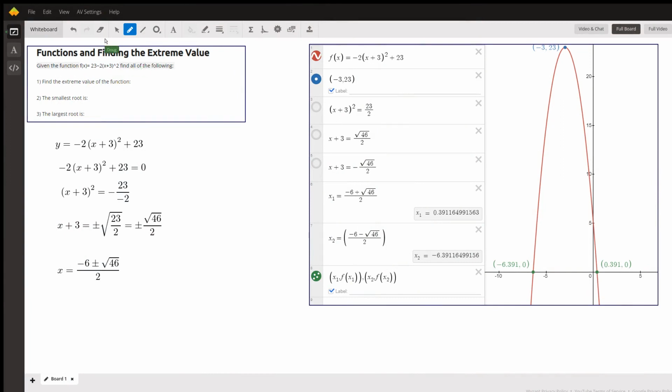Okay, you're given this quadratic function here. It asks to find the extreme value of the function, the smallest root, and the largest root.